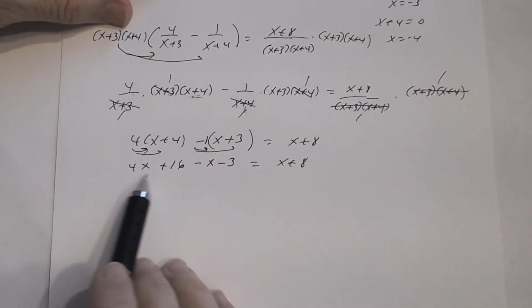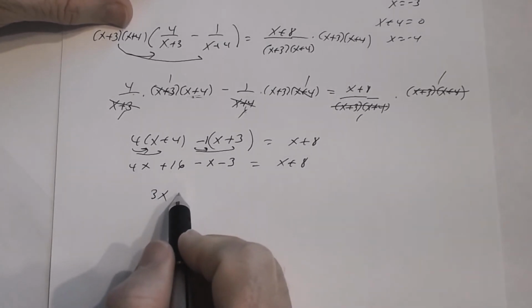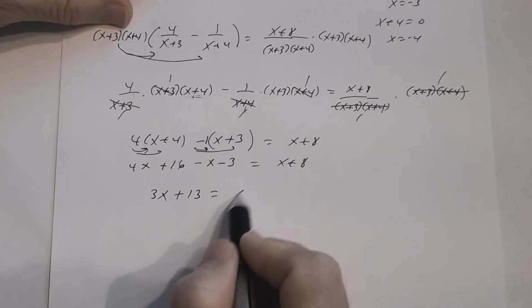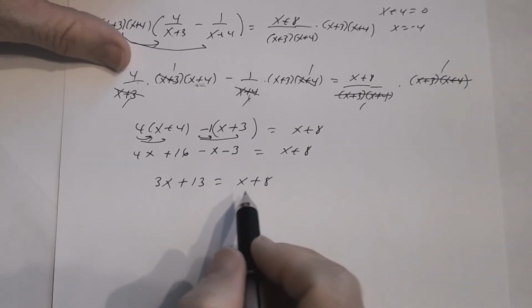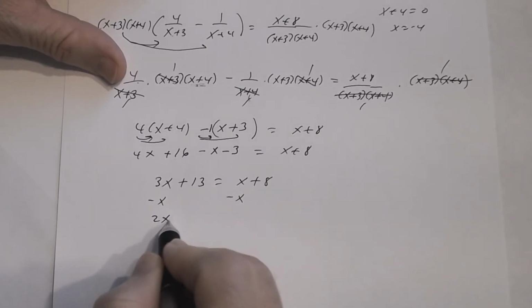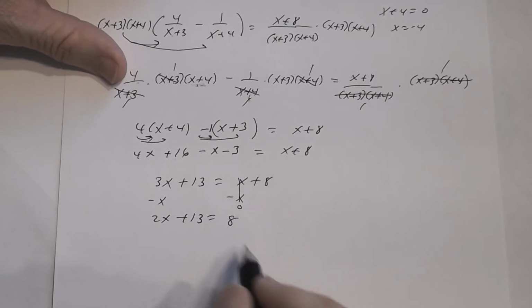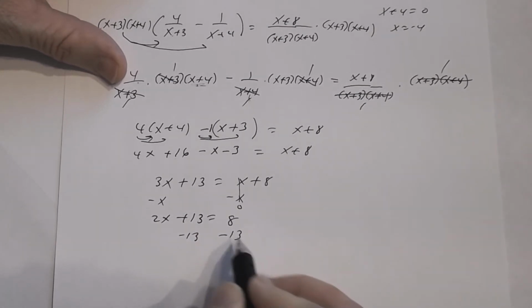All right, let's combine like terms. 4x minus x is 3x. 16 minus 3 is what? 13 equals x plus 8. And let's bring the variables to the left. So I'm going to subtract x from both sides. So I get 2x plus 13 equals, this is 0, combine like terms, 8. Subtract 13 from both sides.